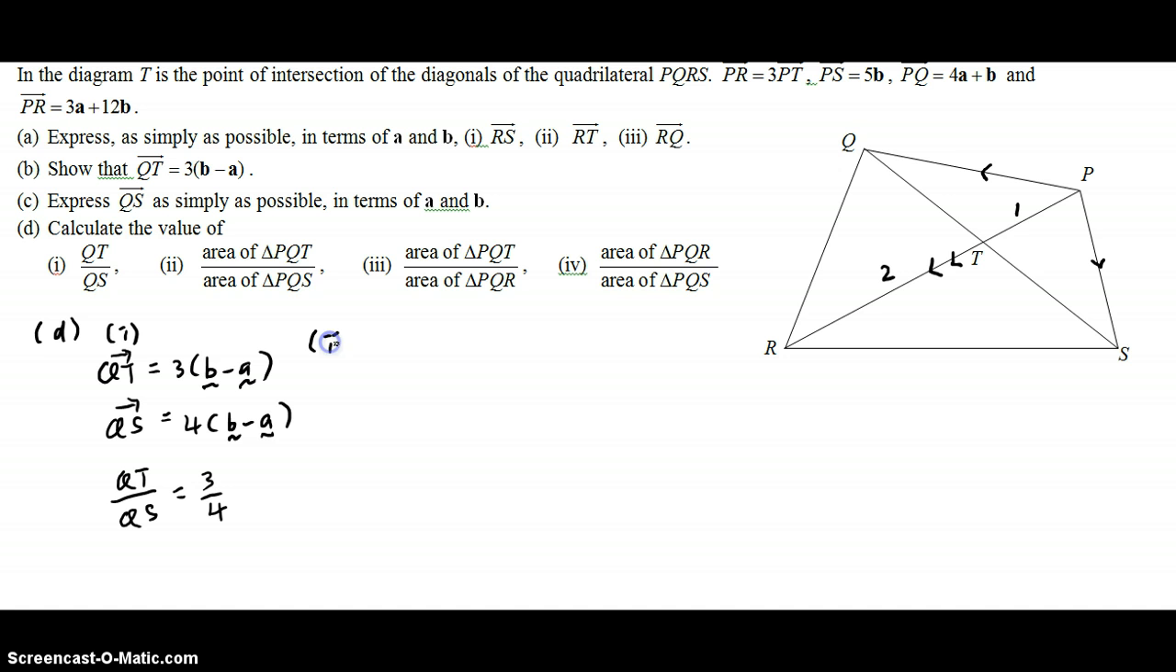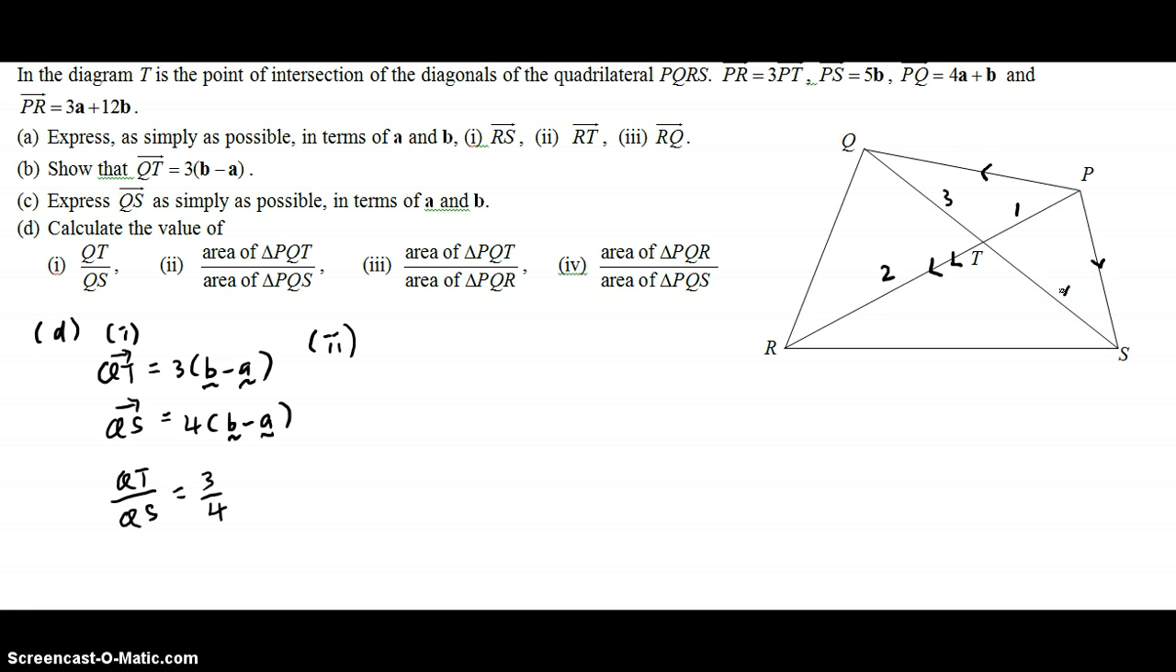Okay, let's look at question 2. Before we move on to question 2, let's write down all the ratios onto the diagram here. You know that QT is 3 over 4 of QS. So if QS is 4, QT is 3, your TS is actually 1.